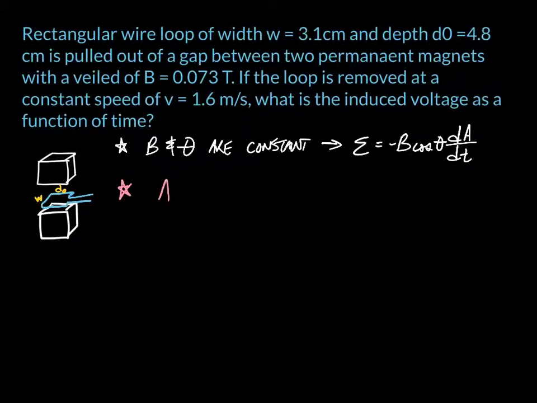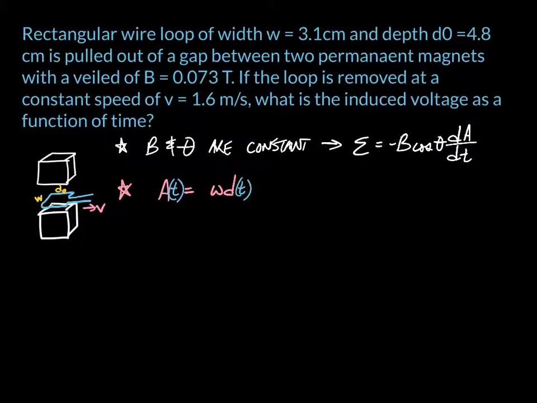Well, just in fixed time, area is just going to be width times depth, okay, in this thing. But as a function of time, well, the width isn't changing, but the depth of the loop inside of the field is, because we are moving this out at some speed, v, pulling the loop out. All right?